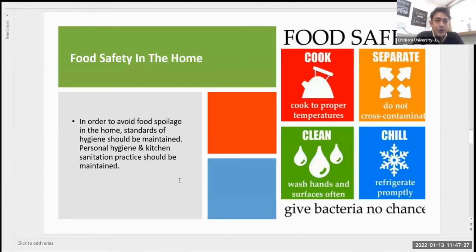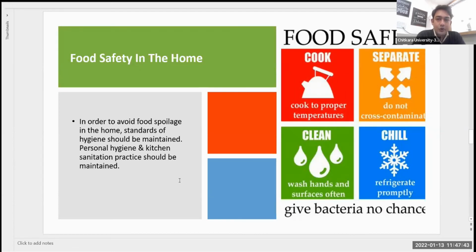Okay, and last we are talking about food safety in the home. This we have discussed earlier also. We should follow this cycle: cook, separate, chill, clean, and chill. Okay, so that's how, and ultimately we have discussed the cook.